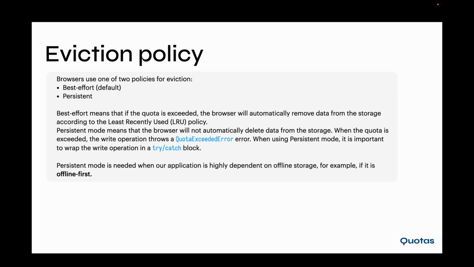Even persistent storages can delete data. This is managed by the eviction policy. Browsers use one of two policies for eviction: best effort, which is used by default, and persistent mode. Best effort means that if the quota is exceeded, the browser will automatically remove data from the storage according to the least recently used policy.